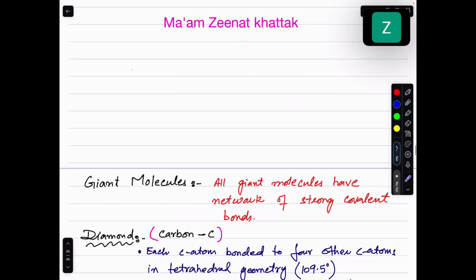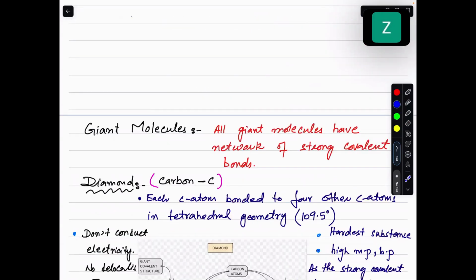Maybe we do ionic too, right? So giant molecules. You know what are giant molecules? When there is covalent bonding, you must know, when there is covalent bond, there are two types of structures.